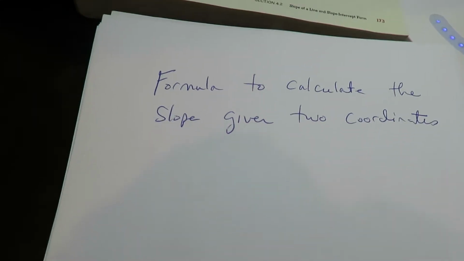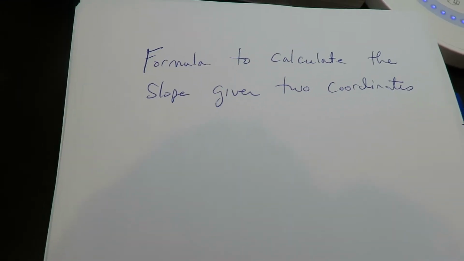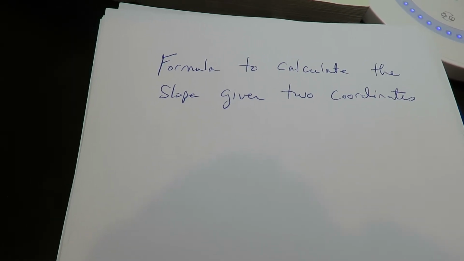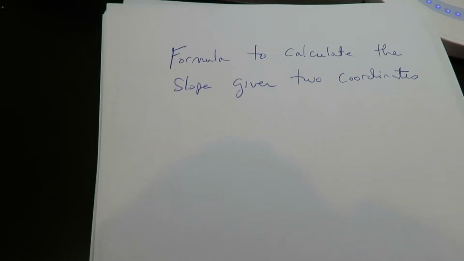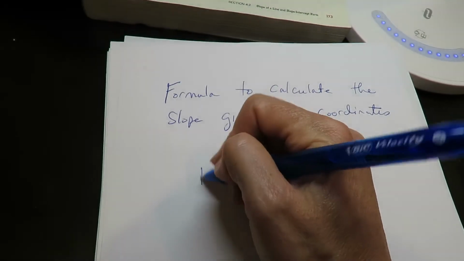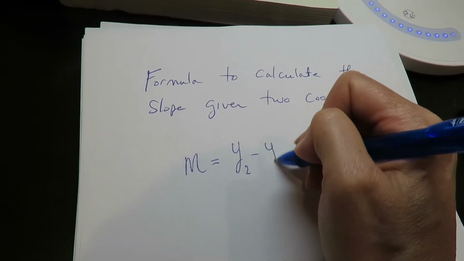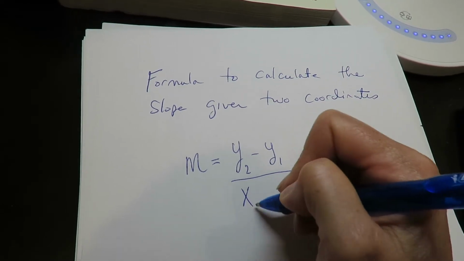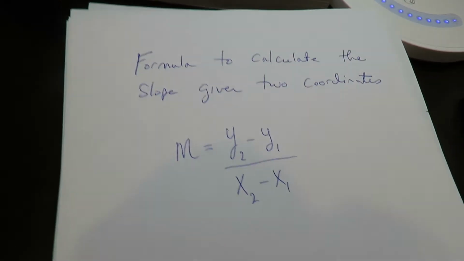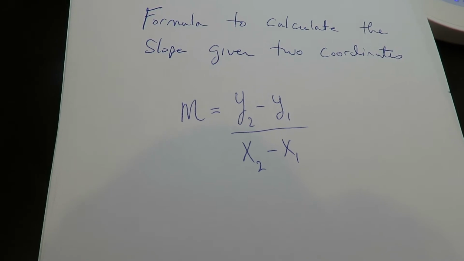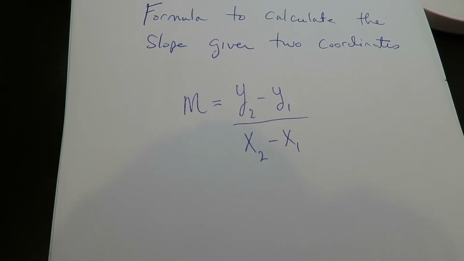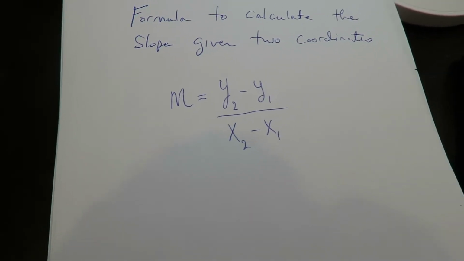If we look at the formula to calculate the slope given 2 points, do you know what that is? Can you think of that off the top of your head? Let's see if we've got it. M equals y sub 2 minus y sub 1 over x sub 2 minus x sub 1. Okay, that is the formula to calculate the slope. It can also be rewritten as a point slope formula.